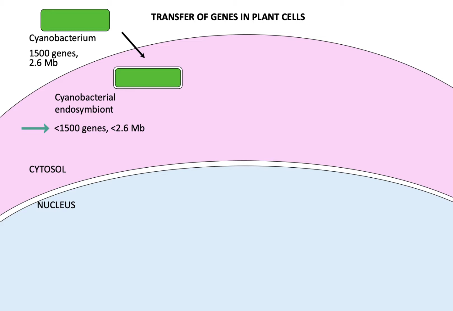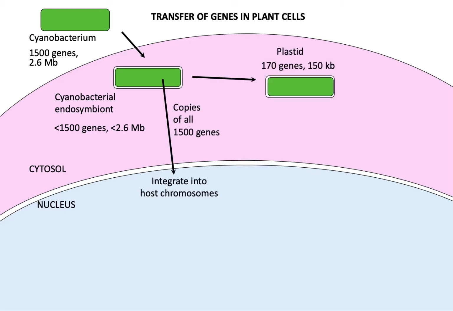Some of them, however, would move into the nucleus. In fact, we know a large number migrated into the nucleus and integrated into the chromosomes. So copies of all 1,500 genes, or at least most of the 1,500, moved into the host chromosome. And by the time you had a plastid, only 170 genes remained out of the 1,500, and the genome was reduced from about 2.5 million base pairs to about 150,000 base pairs.